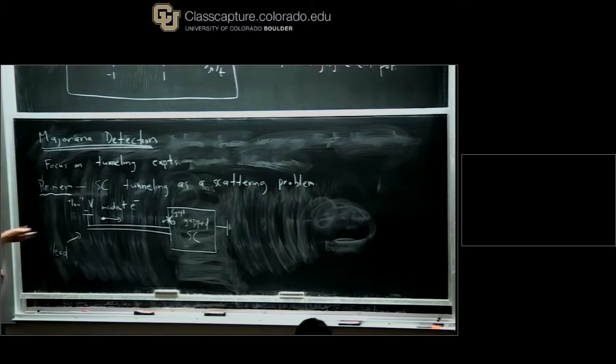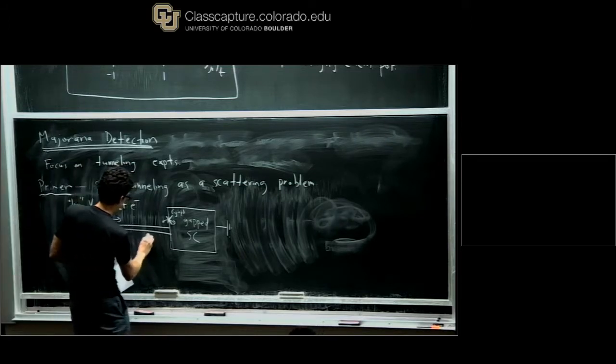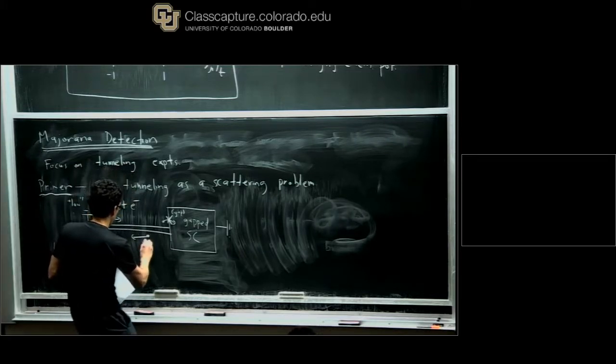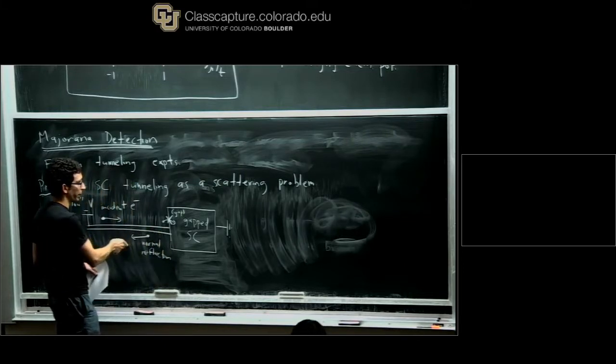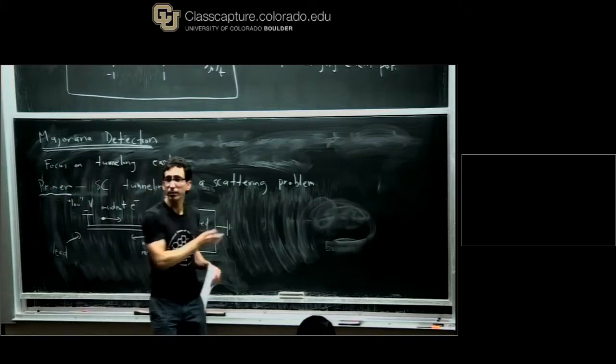All right, so what else can happen to that electron? That's what we have to decide. Well, one thing that can, of course, happen is that the electron can reflect and just come back to you as an electron. I'm going to call that normal reflection. So normal reflection processes don't contribute to any current.